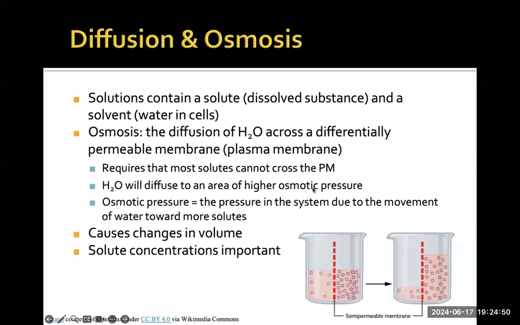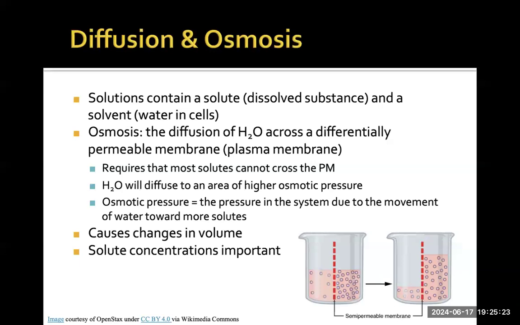Okay, so that's diffusion. What is osmosis? Osmosis is a little bit different than diffusion. It is actually when you have the diffusion of water across a differentially permeable membrane, or you would say a semi-permeable membrane. Semi-permeable membrane basically just means some stuff can get through and other stuff has to stay out. What is going to determine what stays in and what stays out and what moves through?